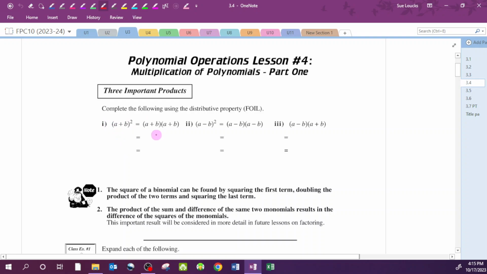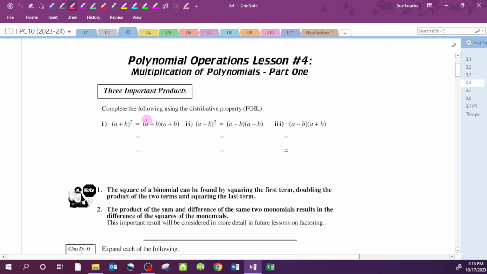So in this first example here, we're doing (a + b) all squared. Now, please do yourself a favor. When you see (a + b) squared, remember that that actually means (a + b) in brackets times (a + b) in brackets, because if you don't write it out like this, then there's a chance you're just going to write a squared plus b squared, which is not what it equals, okay?